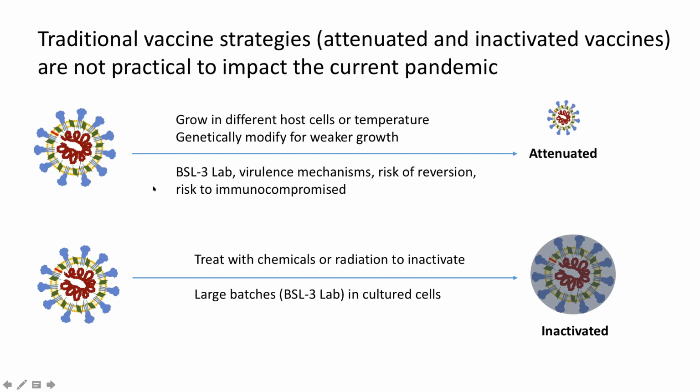As you can imagine, this virus needs to be worked with and grown in biosafety level 3 labs, where the work is much more burdensome and expensive to do. And then attenuated viruses are also made by genetic modification. But in order to do that, we really need to know the virulence mechanisms that would need to be eliminated to attenuate the virus. And that research just isn't far enough along yet.